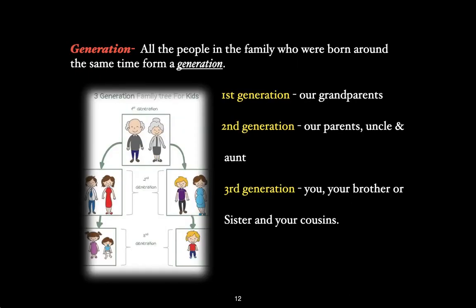Now, what do you mean by a generation? All the people in the family who were born around the same time form a generation. I would like you to look at the picture. There, you can see that your grandparents belong to one generation, whereas your parents, uncles, and aunts belong to another generation. You, your siblings, and cousins are all in the same generation.